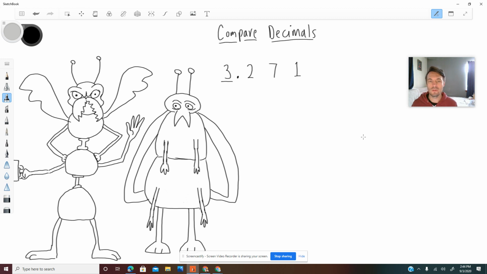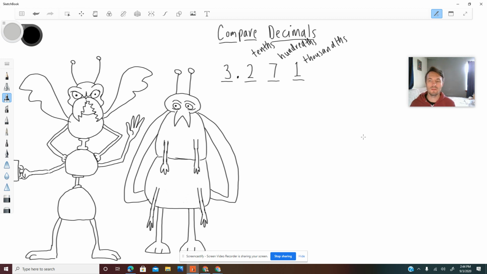The ones place is always to the left of the decimal point. And then directly to the right of the decimal point, we have the tenths place. The place value position to the right of that is the hundredths place. And the place value position to the right of that is the thousandths place. And that's as far as we're going, to the thousandths place, the third place value position over from the right of the decimal point.